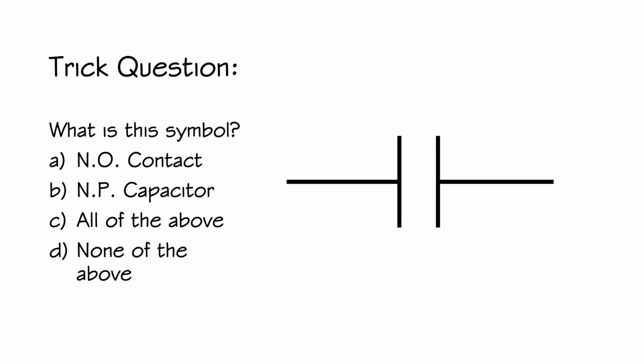Now before we keep going, here's a trick question. What does this symbol mean? A. Normally open contact. B. Non-polarized capacitor. C. All of the above. Or D. None of the above. Pause the video to try and figure it out. Alright, believe it or not, the answer is C for all of the above.